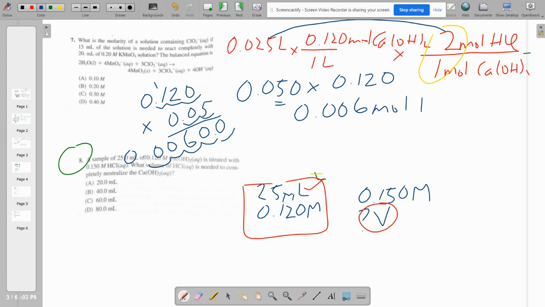All right, so that's my moles of HCl. Okay, so what did you think of that? Now what is it asking for? It says, what volume of HCl is needed to completely neutralize? Okay, so we need a volume.